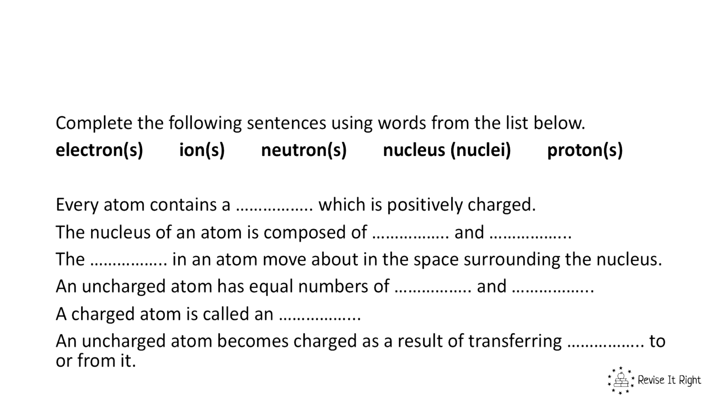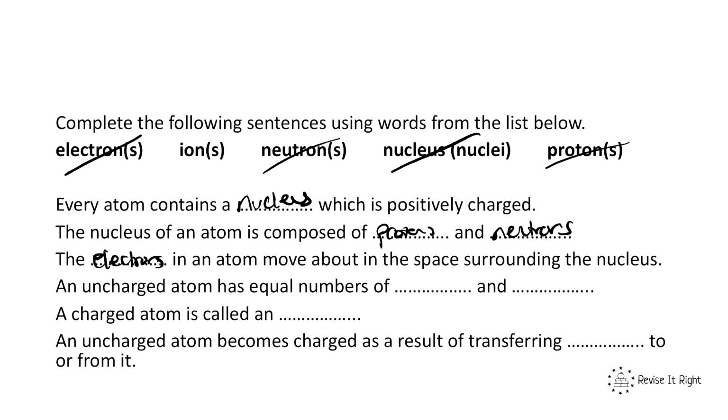Every atom contains a nucleus, which is positively charged. The nucleus of the atom is composed of protons and neutrons. The electrons in an atom move about in the space surrounding the nucleus. An uncharged atom has an equal number of protons and electrons.